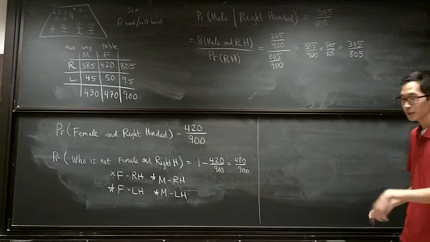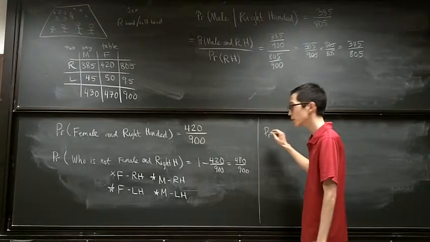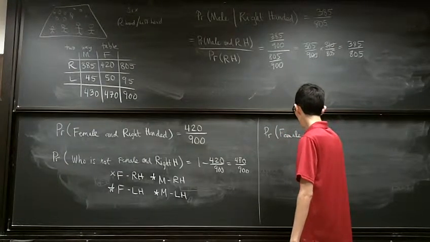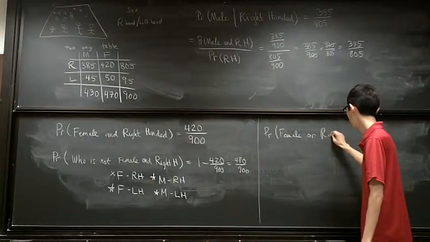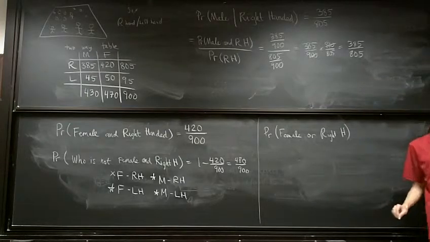Alright, I'm going to put in a twist. If we pick someone at random, what is the probability that this person is female or right-handed? Female or right-handed?